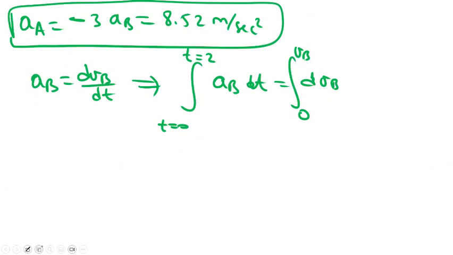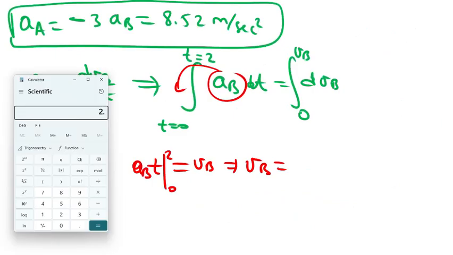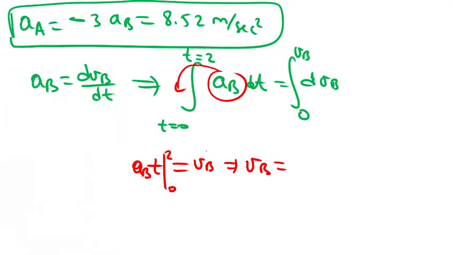So AB is constant, so we can bring it here. So it will be that AB into T will be equal to, from 0 to 2, then VB. From here it follows that VB is, AB is the negative 2.84, 2.84 times 2, 5.68 meters per second.